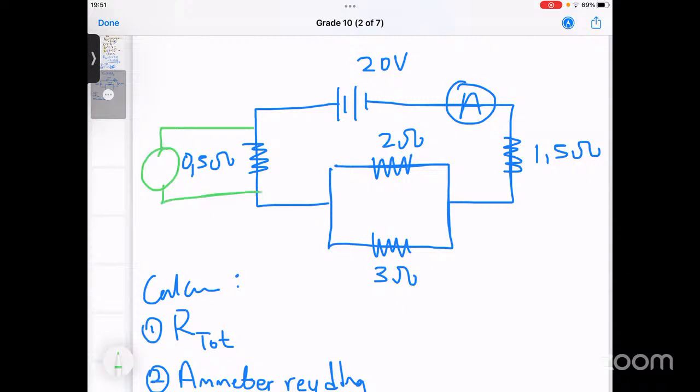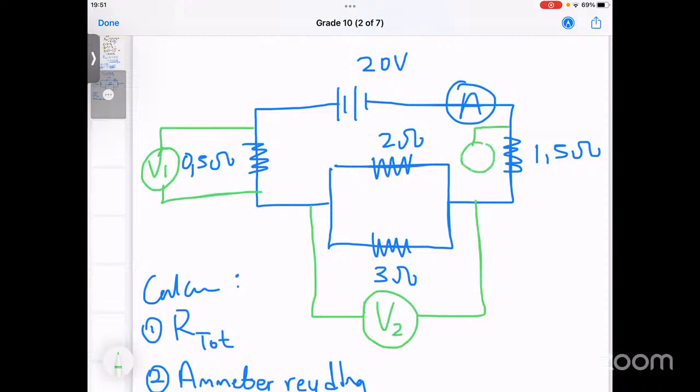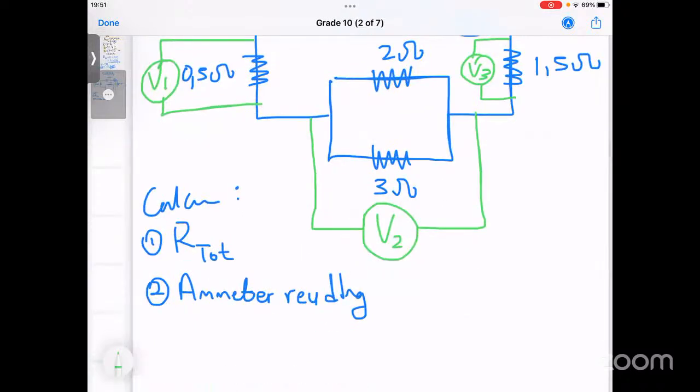Let us start with that one. So we can call this one V1. Then we will call this one V2. Then we can call this one V3. So to add on that question, they will say calculate the reading on V1 and V2 and V3.